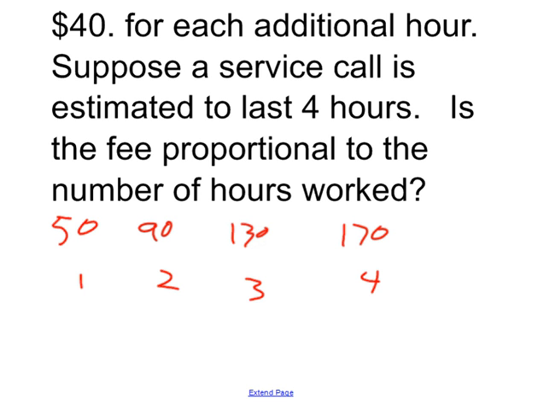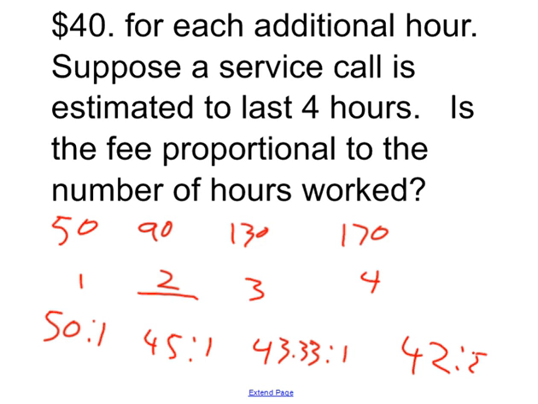If those ratios are the same, it's proportional. If the ratios are not the same, it is not proportional. So I've got 50 to 1 here. I've got 45 to 1 on the second one. On the third one, it's 130 divided by 3, and that comes out to be 43 and 33 cents to 1 hour. Let me correct that; the writing there is a little bit messy. And 170 would be 42.50 per 1 hour.